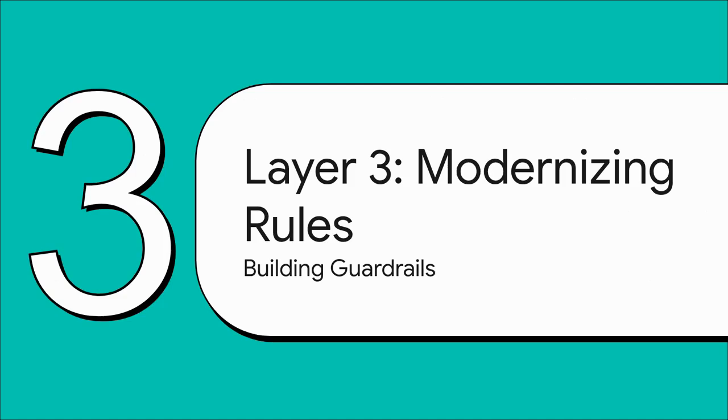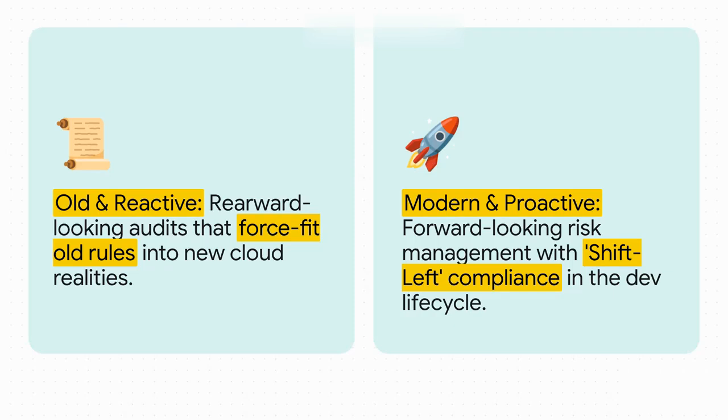And that brings us to our final layer. So we've got our structure, we've got our data strategy. Now we need some modern rules to govern the whole thing. This is about building the right guardrails that actually help you move fast in the cloud instead of slowing you down. The biggest challenge here is that so many compliance rules were written literally decades before the cloud was even a thing. The old way is reactive. It's all about rearward-looking audits and trying to cram old rules onto new tech.